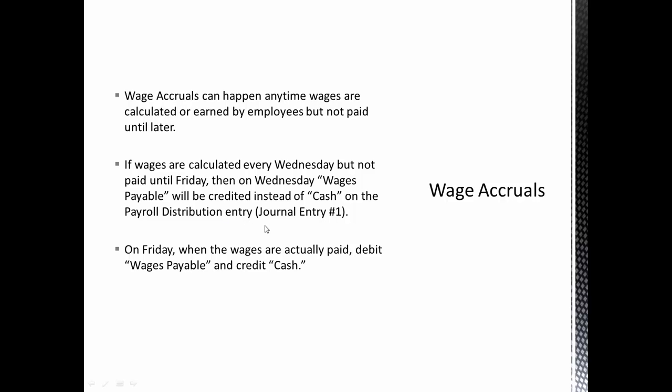Here they're also talking about if wages are calculated every Wednesday but not paid till Friday, then on Wednesday when we calculated and we made the payroll register, if that's what we're doing, then we would credit wages payable on Wednesday. Then on Friday, when the wages are actually paid, we would debit wages payable and credit cash. So this is if we're actually calculating wages and filling out our payroll register on Wednesday.